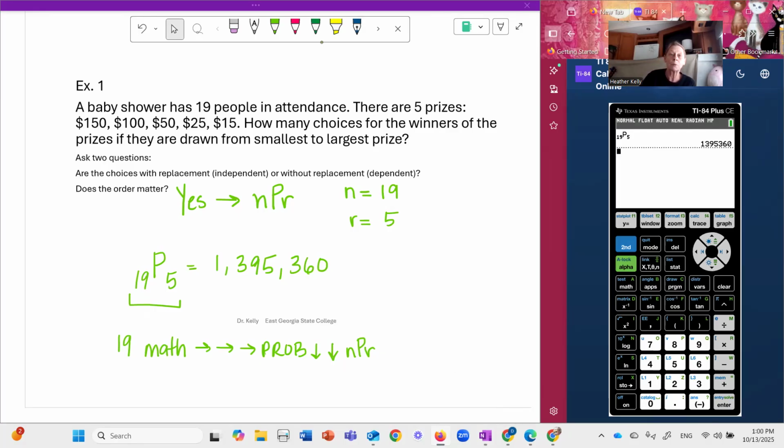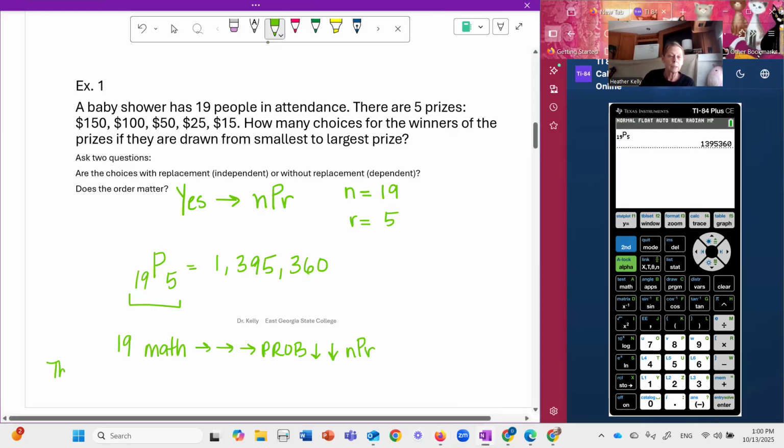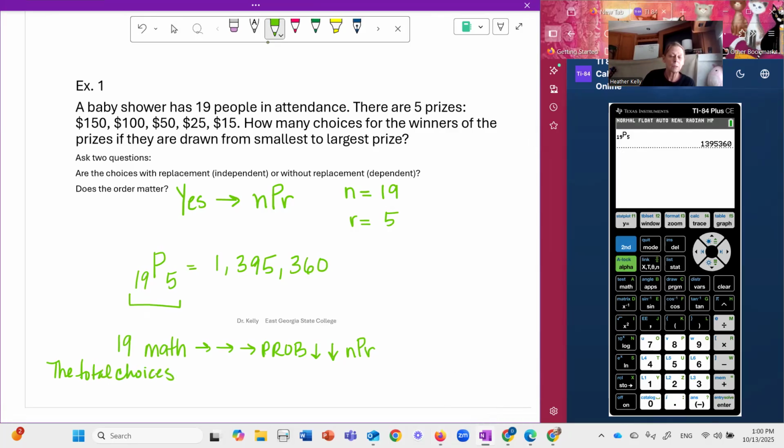And don't forget, please, to write your answers in a complete sentence. The total choices would be 1,395,360.